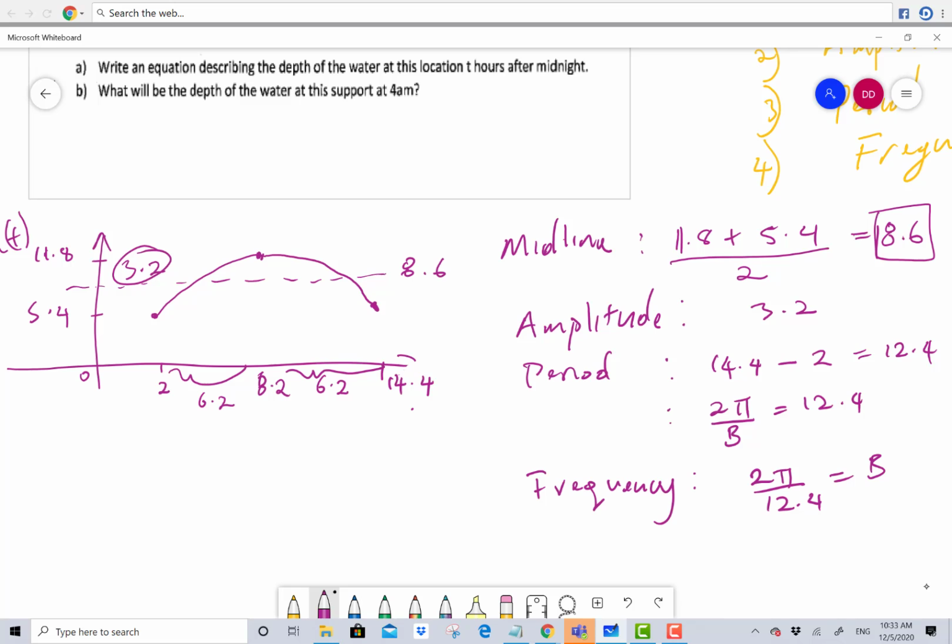Now, we have two options here. We can use a trig graph of the sine function or the cosine function. Now, let's try to use the sine function first to solve this problem.